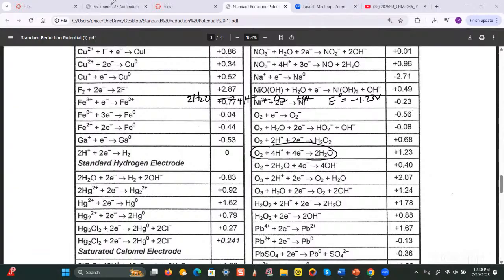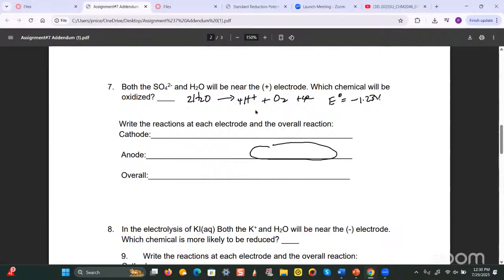Now, the other reaction that we'll be concerned with is the oxidation of the sulfate. So let me write this down here. Right, now, I'll be honest with you, I don't know what the result of the oxidation of the sulfate is. So basically, I'm going to go back to the table and look up a situation where sulfate is the product of a reduction.